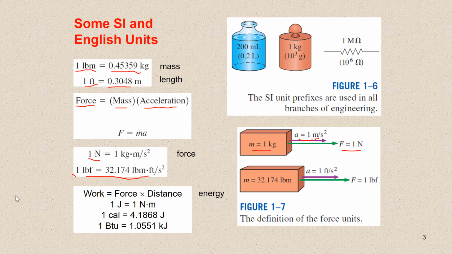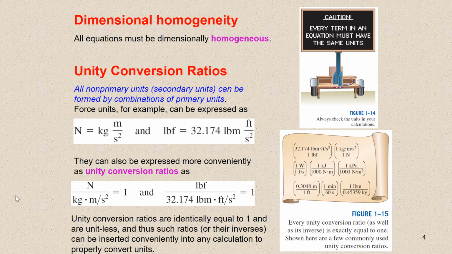And in terms of English units, in order to generate 1 pound force, you will have to accelerate 32.174 pound mass by 1 foot per second squared. You will also have to use the equation that has to do with force, distance, and work. In order to find work, you multiply force by the distance it traveled. Work done could be measured in any of these units, which could be joules, calories, or BTU.